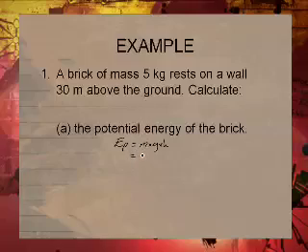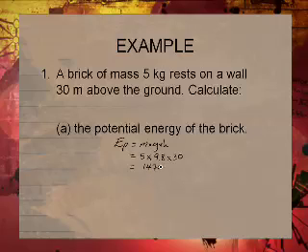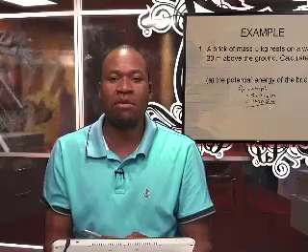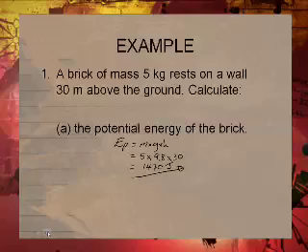The mass of the brick is 5 kilograms. G is always taken as 9.8, times the height. How far above the ground is the brick? It's 30 meters above the ground. So you make use of your calculator. It's 5 times 9.8 times 30, and then you get your answer to be 1,470 joules. That is the unit of measurement of energy, joules. So that is what we call the potential energy of the brick at that height above the ground.